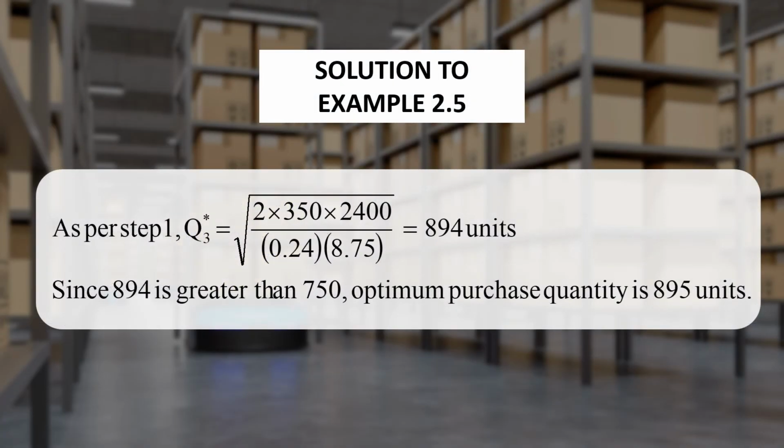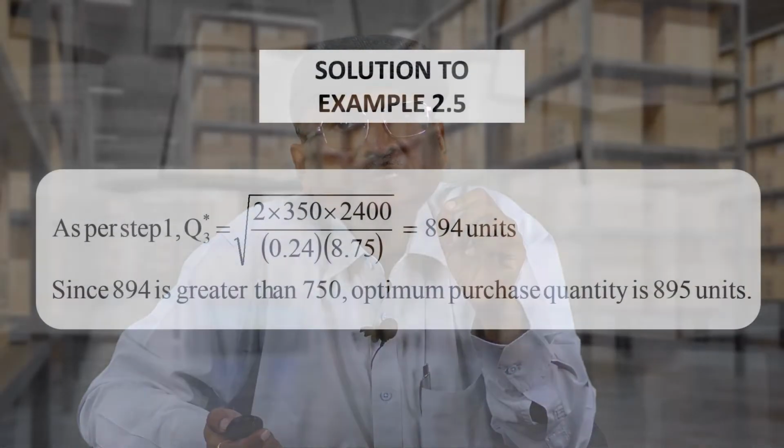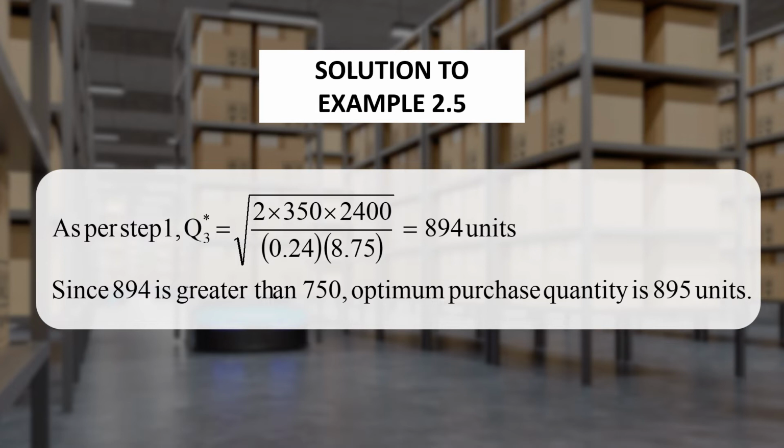As per step 1, we have calculated the economic order quantity. Please remember one thing: in this formula, at the denominator, you should include holding cost also. It is missed here, I am sorry for that. Please include it from your book, and if there is a mistake in the book, try to calculate by putting this formula only. Just like here, you have 0.24 and 8.75. 8.75 is the cost because our quantity is above 750. The economic order quantity is coming as 894.